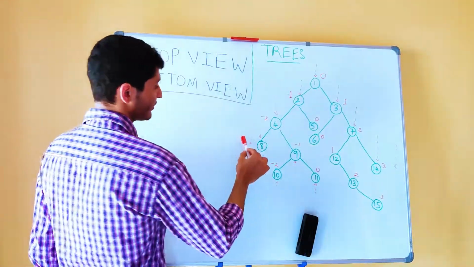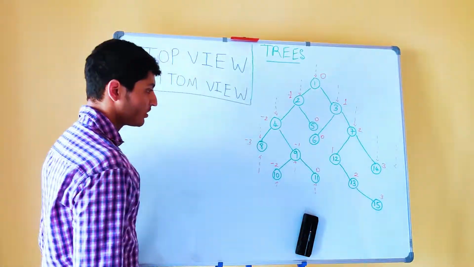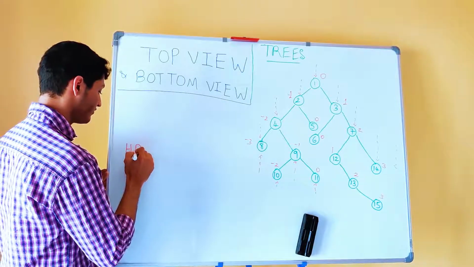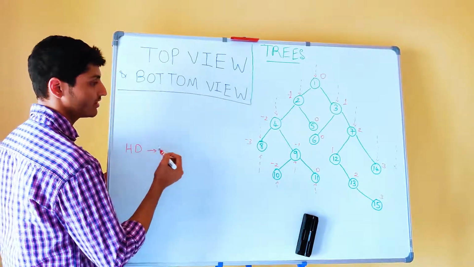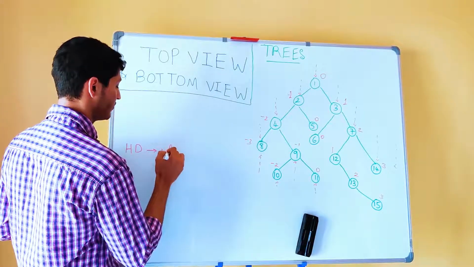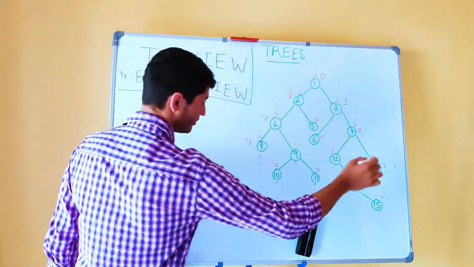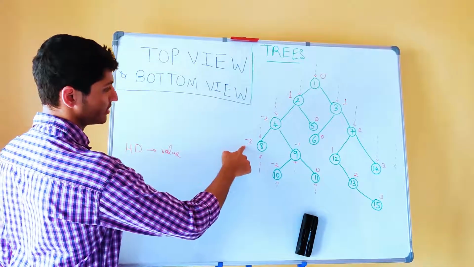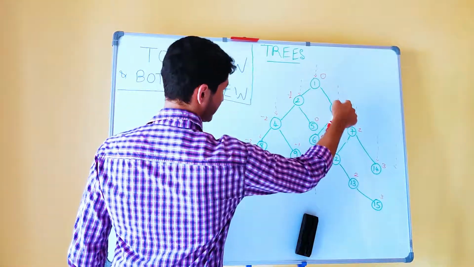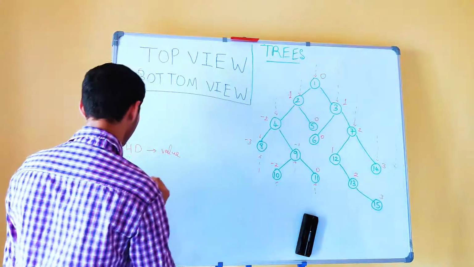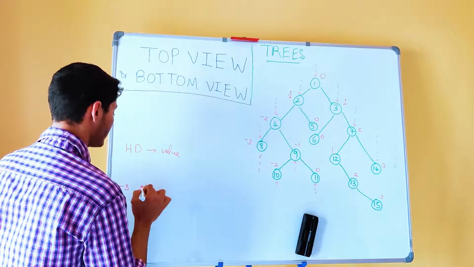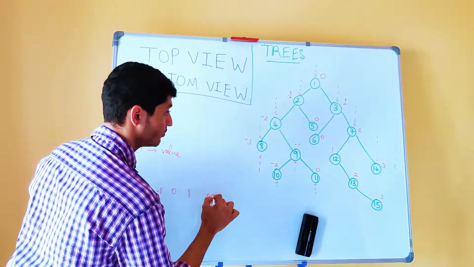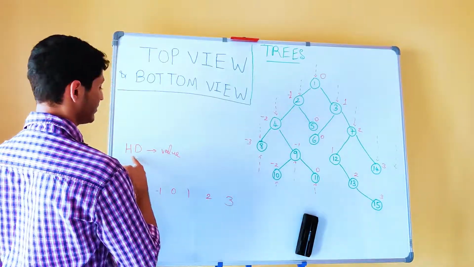Once you find the horizontal distance for every node, we'll build a mapping from horizontal distance to value of nodes. How do we do this? You start with the least horizontal distance, and for every value of horizontal distance till the maximum value, you keep a mapping. So minus 3, minus 2, minus 1, 0, 1, 2 and 3. So these are all the horizontal distances.